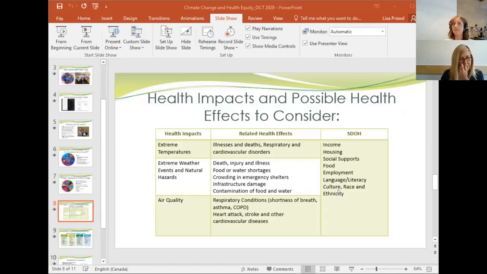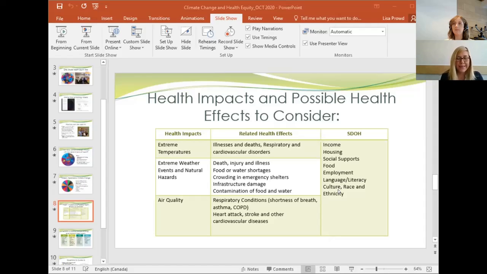So this chart provides a visual of some of the connections, and just to highlight a few, some of the connections between climate change and what impacts our health, such as extreme temperatures, extreme weather risks or events, natural hazards, air quality. And as a result of these health impacts, there are health-related effects for many people, as I mentioned, especially those who are already impacted by the social determinants of health or the conditions in which we are born, grow, live, learn, and age.